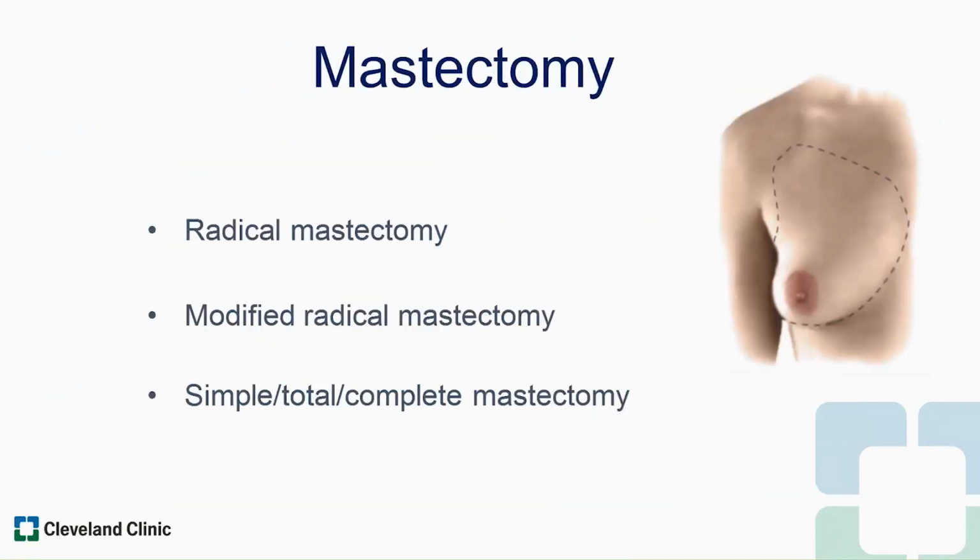So the other option besides breast conservation is a mastectomy. A mastectomy is complete removal of the whole breast. There are 3 different kinds of mastectomies that we can go over: radical mastectomy, modified radical mastectomy, or what's called a simple or total or complete mastectomy.